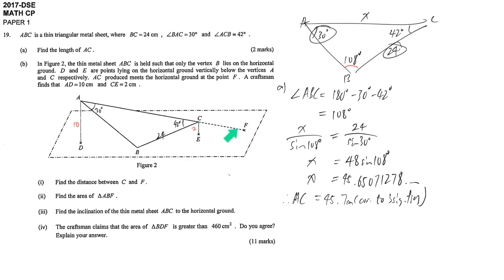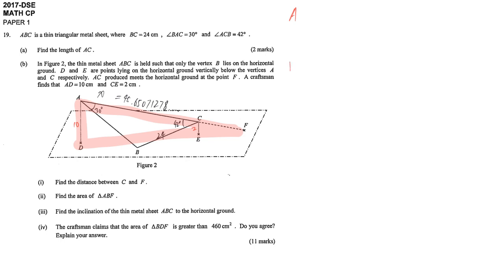Whenever we want to find out CF, we should consider, is there any triangle involving CF? So we are concerned with this 2D triangle. For triangle ADF, it's a right angle triangle because they say D is vertically below. And then AD is 10. We want to know the distance between C and F. But we also know that this length AC is found in part A, 45.6507128.